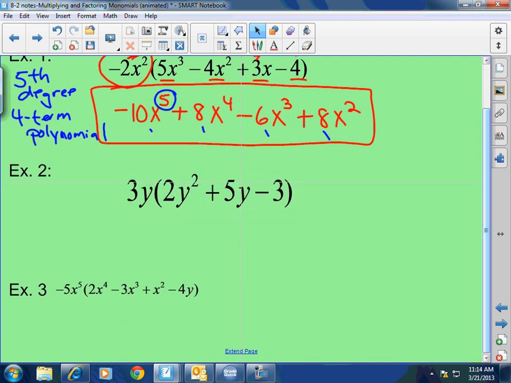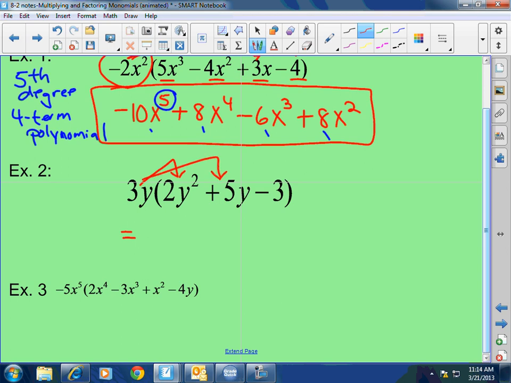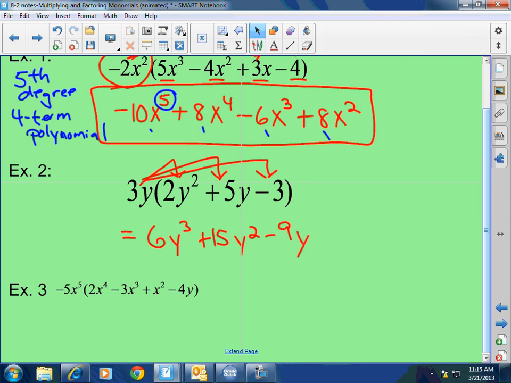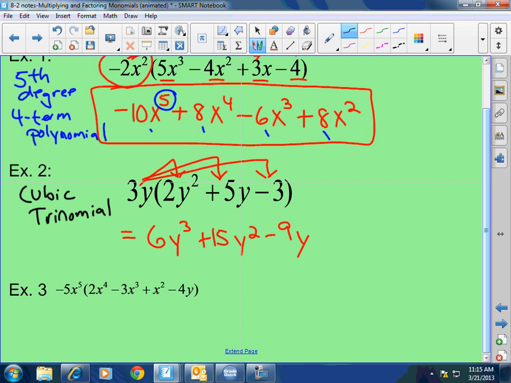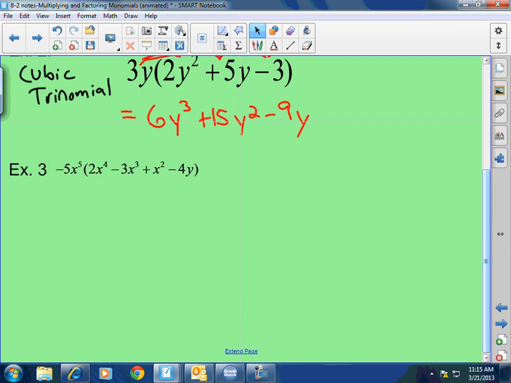Okay. I got 3y times parentheses 2y squared plus 5y minus 3. Talk to me. You're going to distribute the 3y to every single term. Good man. What do I get? 6y cubed. Very good. Plus 15y squared. Great. Excellent, son. How would you read that by degree and term? Cubic. Very nice. Cubic trinomial. Nice, dude. Well done, son. Awesome. Okay, next.